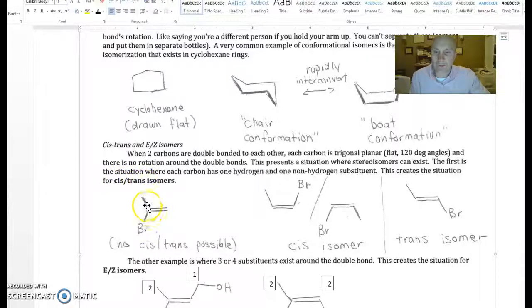In order to have cis-trans isomers, you have to have a double bond where there's one hydrogen and one non-hydrogen on each of the carbons. To explain that, I've shown this right here. Notice that there are two hydrogens coming off the double bond, but they're both coming off this carbon. On this side of the double bond, we've got a methyl group and a bromo group. So there's no cis-trans possible here, because you have to have one hydrogen on each of the carbons.